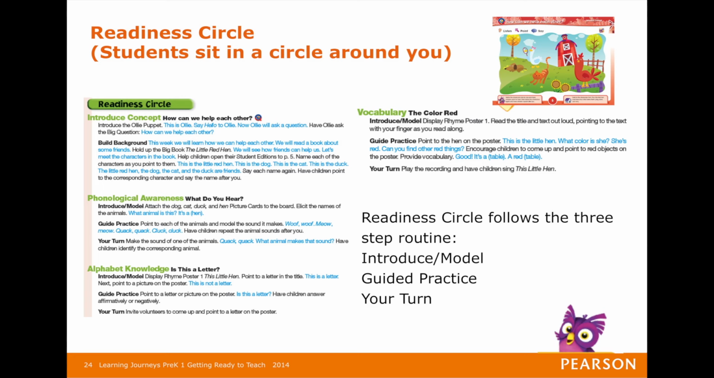Readiness Circle, 30 minutes. Have children move to the space you have designed to work in a circle. Introduce Ollie the puppet and follow the instructions on the teacher's guide. Address the big question with the help of Ollie. Tell students about the story they will read, Little Red Hen, showing them the big book. You'll be using the Students' Edition, page 5, to introduce the characters. Follow the routine suggested to introduce each character.